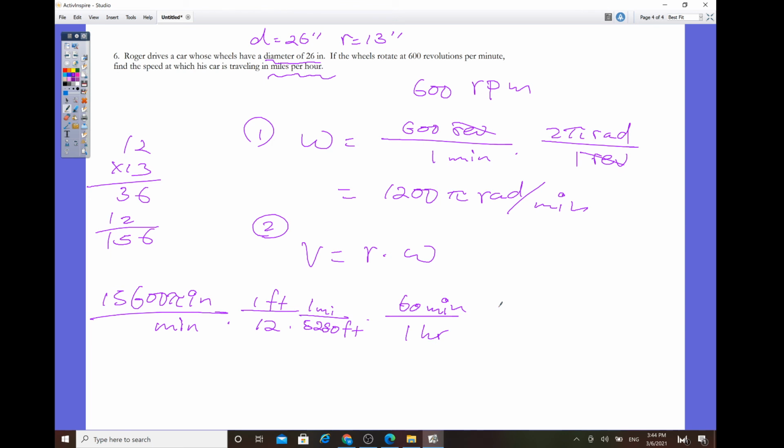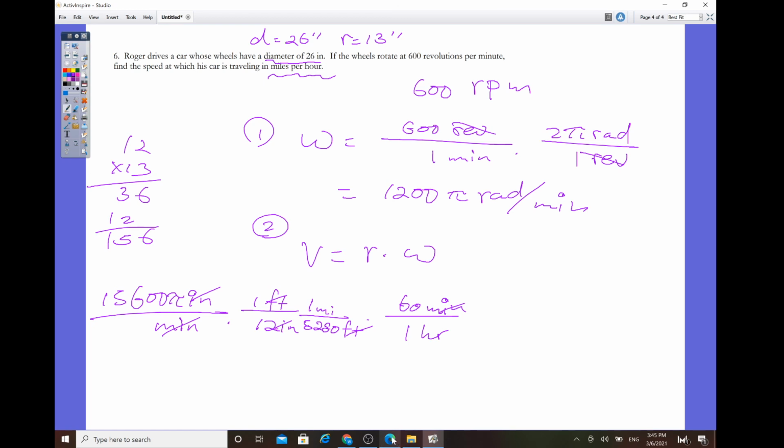Again, the reason why we do it this way is so we can cancel the same unit. As you can see, feet cancels out with feet, inches cancels out with inches, and minute cancels out with minute. And then you see the final unit remaining here. It's what? Miles per hour. Okay, so just multiply those numbers straight across and then divide, and you'll find out what that is.